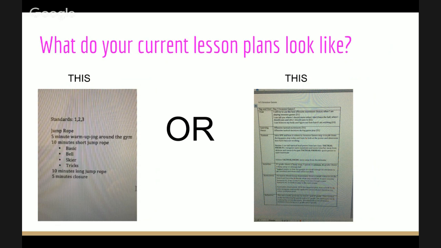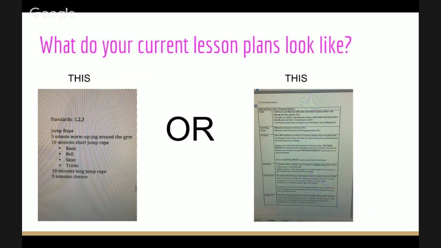My next question for yourself to think about is, what do your current lesson plans look like? Do they look like this, the picture on the left, where I'm referencing that I'm going to work on standards 1, 2, and 3. And then I'm going to use jump rope for a little bit. I'm going to jog around for some time, and do my jump rope, and then do some more long jump rope, and then have a little bit of closure. It gives you your time, but it's not very specific. There's not a lot of meat in there to really say what the students are going to be learning.